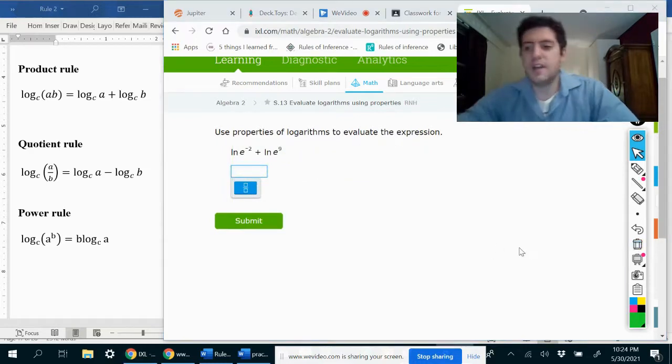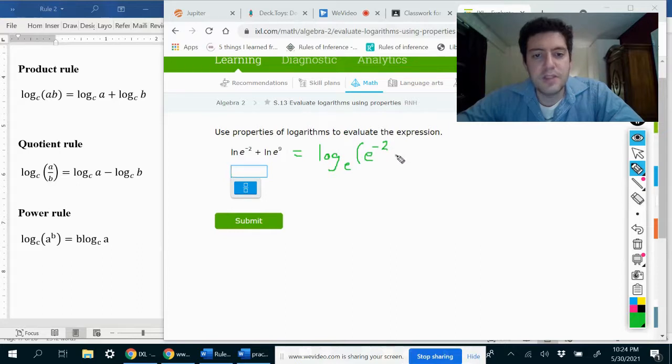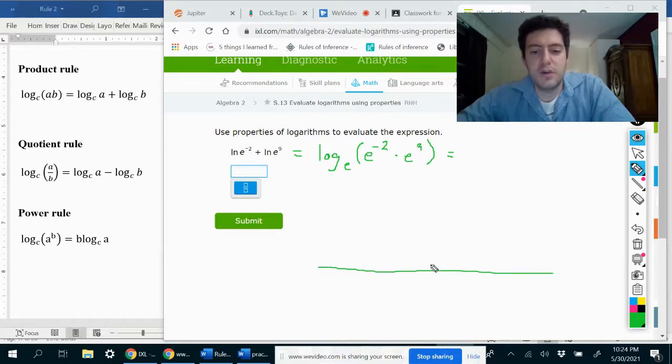Okay, we got a negative number here. Again, this is going to be the log base e of e to the negative 2nd times e to the 9th. Again, we're going to add the exponents since we're multiplying, but you have to be careful because this is a negative. So negative 2 plus 9 is positive 7. Think of a number line.